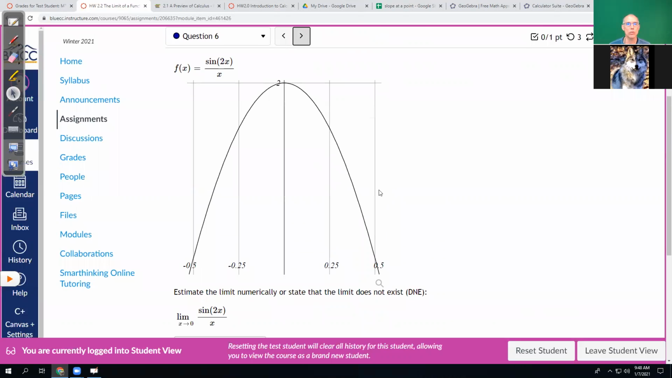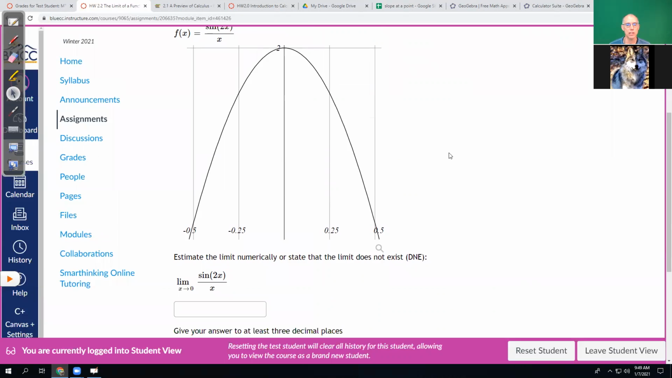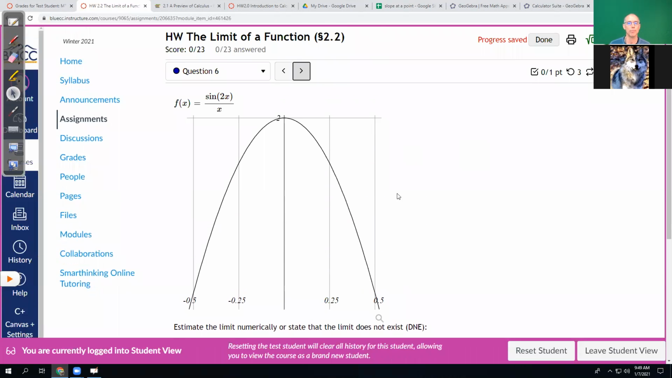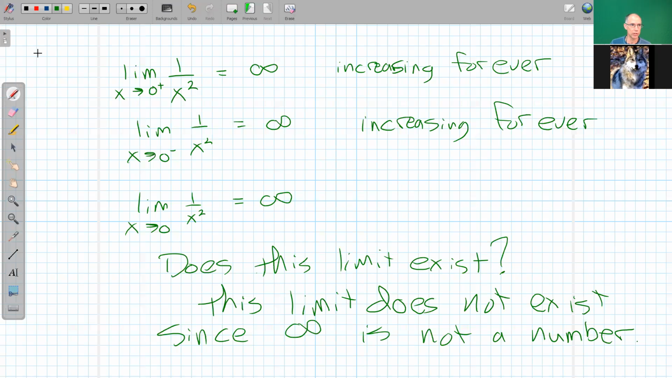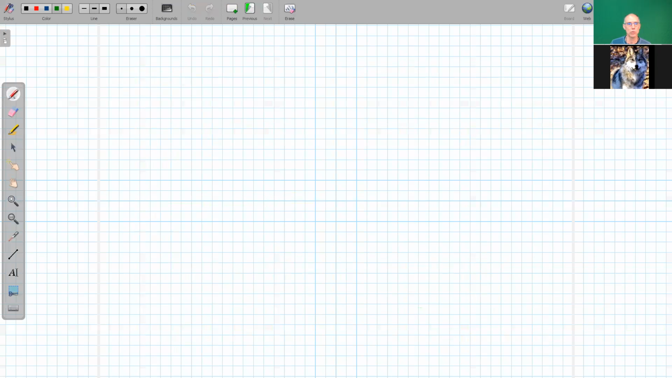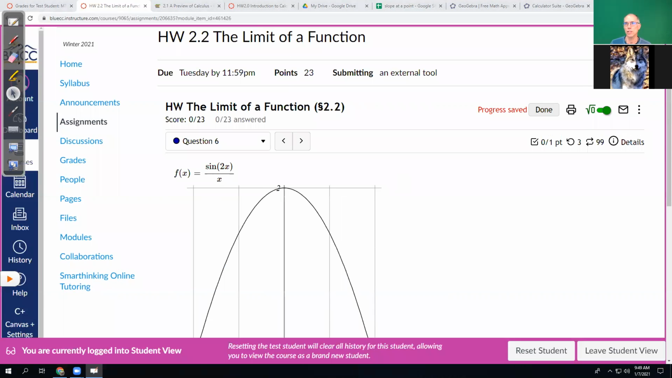Sine of x over 2x, or sine of 2x over x. Yeah, let's take a look at that one right there. Okay, so sine of 2x over x, and I want the limit as x goes to 0. And nicely, they show me the graph here. With all your homework, you should definitely write things on paper. Which number was this one? Number 6.